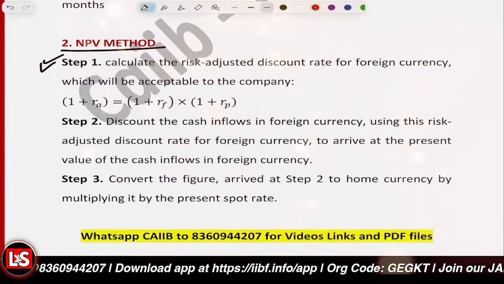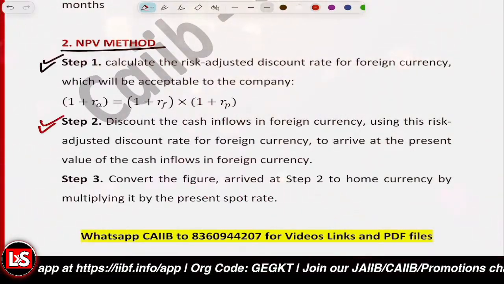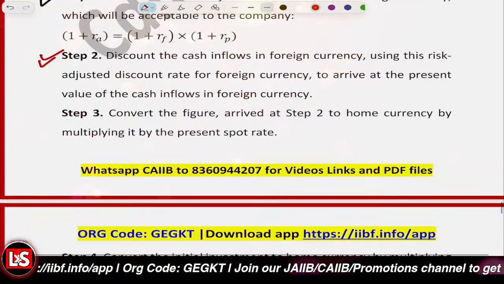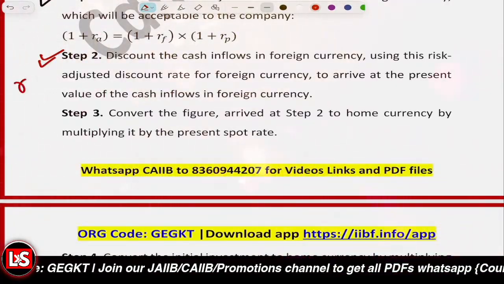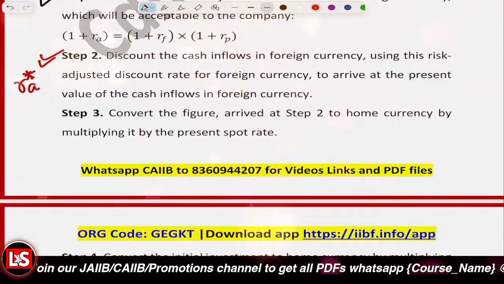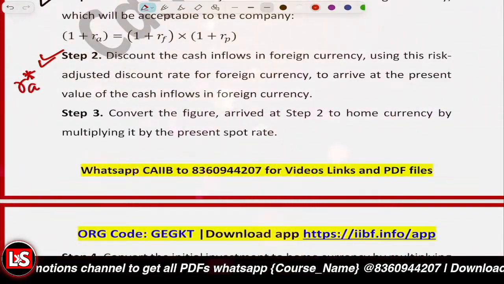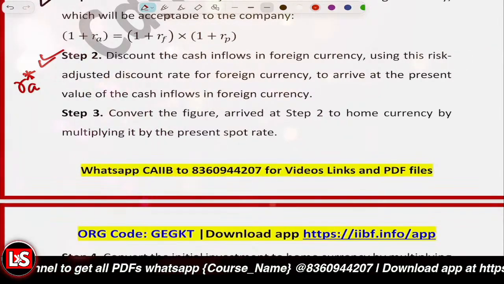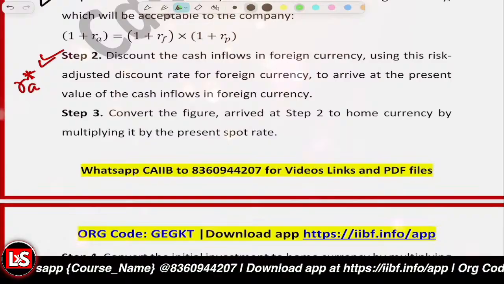Getting it? How to calculate? This is an important step. And once you have calculated it, after that you have to discount using this RA for the foreign currency. Let's mark it RA star. So using this RA star for the foreign currency, you will be discounting the cash flows, and you'll be having the present values in the foreign currency thereafter.